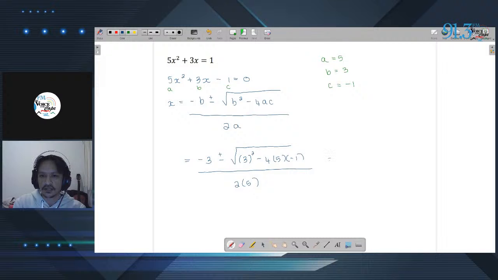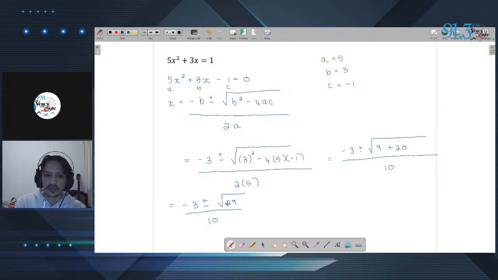Now, let's solve this. So we're going to get negative 3 plus minus the square root, right? This is going to be 9. 5 times negative 1 is negative 5. Negative 5 times negative 4 is positive 20. Let me put that in there. All over 10. This is equal to, let me just do it over here. This is equal to negative 3 plus minus the square root of 29 over 10.